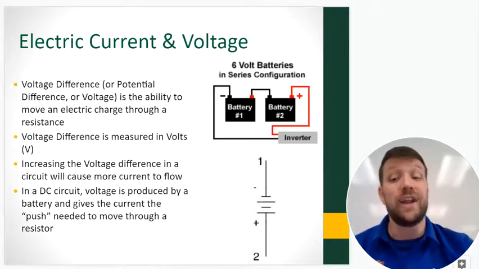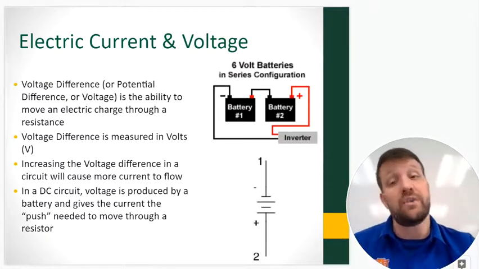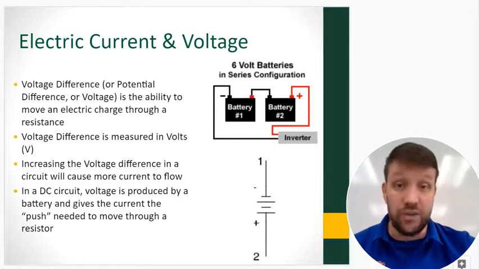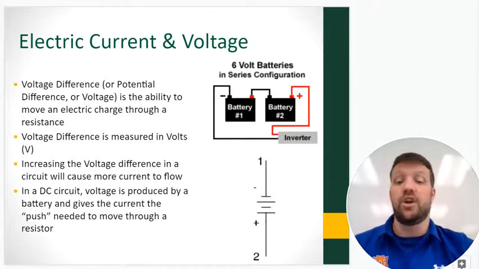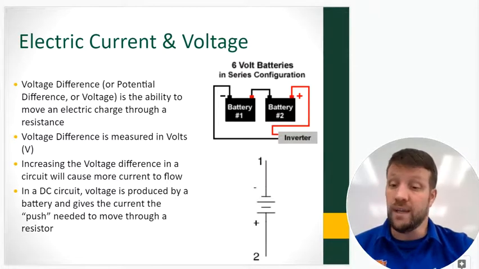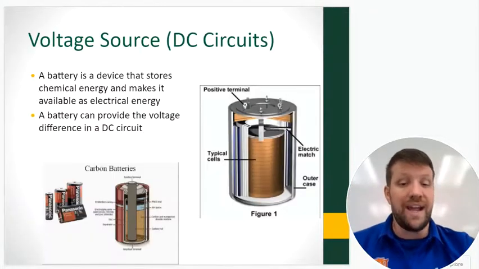But in a DC circuit, a direct current circuit, which is what we're going to deal with here in AP Physics 1, we're not going to have any alternating current, just direct current. Voltage is produced by a battery and gives the current the push that it needs. Okay, so let's look a little bit at how that works.